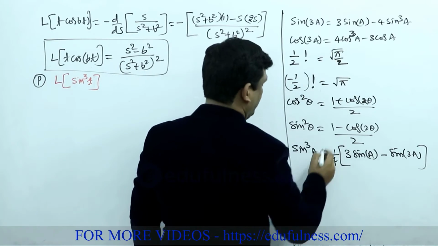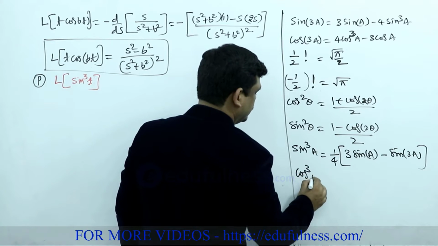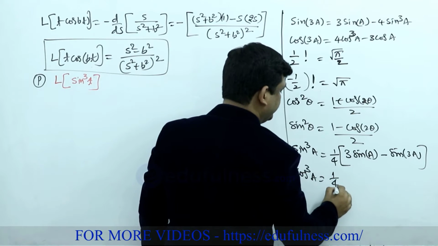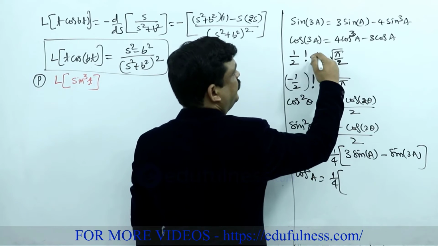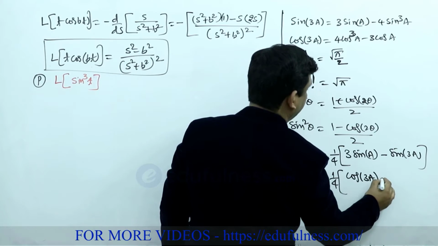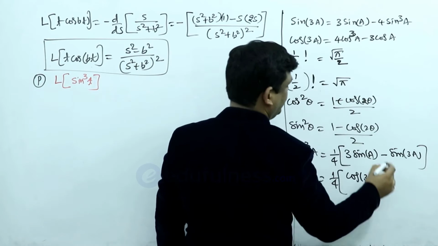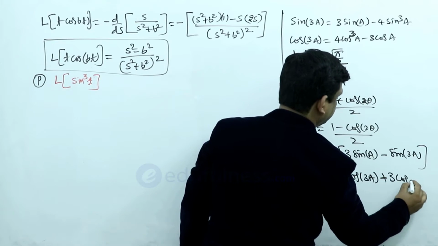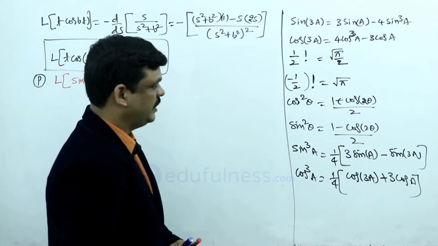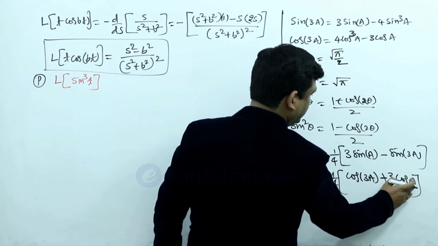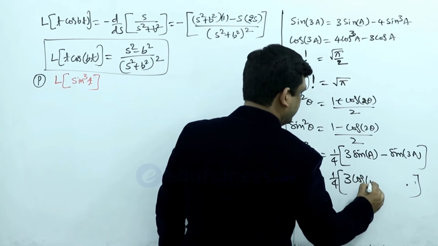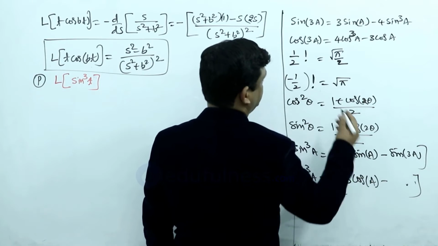Similarly, from this I am now writing cos cube a. Take the minus 3 cos to this side, then it becomes 1 by 4 into (cos 3a plus 3 cos a), because moving 3 cos a to this side makes it positive. Both are similar equations, but sometimes it gives the minus symbol. If you want to write in this format, write like this: first write the term 3 cos a minus cos 3a.